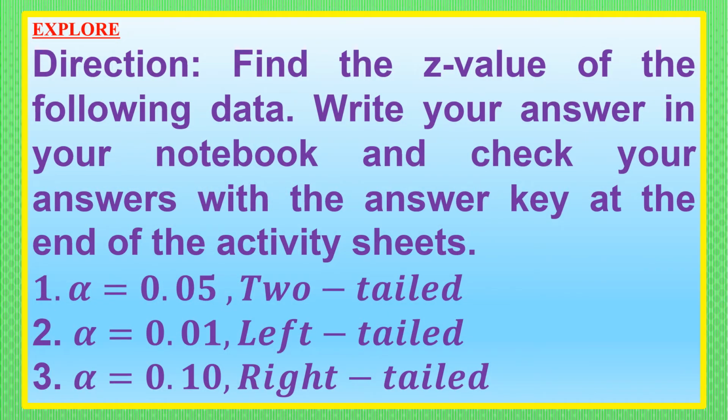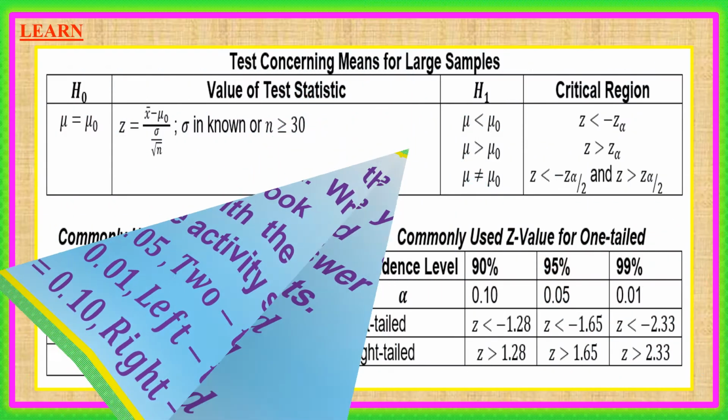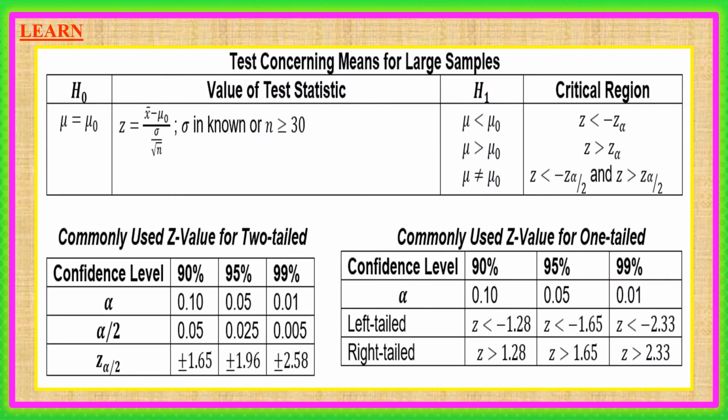For the Explorer, you're going to find the z-value of the following data. Write your answer in your notebook and check your answer with the answer key at the end of the activity sheets. You are given with the null hypothesis, test statistic, alternative hypothesis, and the critical region in testing a hypothesis for large samples. You are also given with the z-value for two-tailed and the z-value for one-tailed.